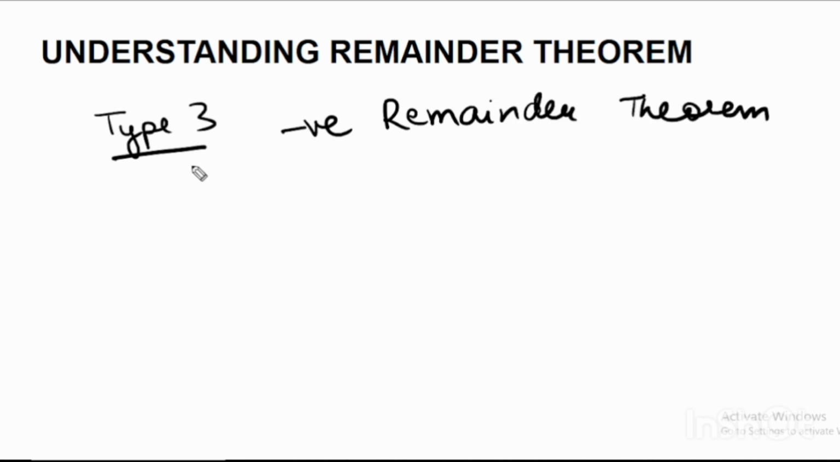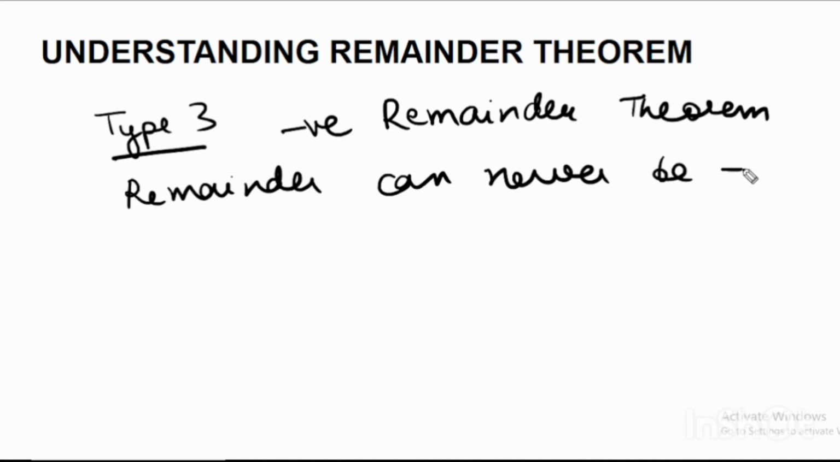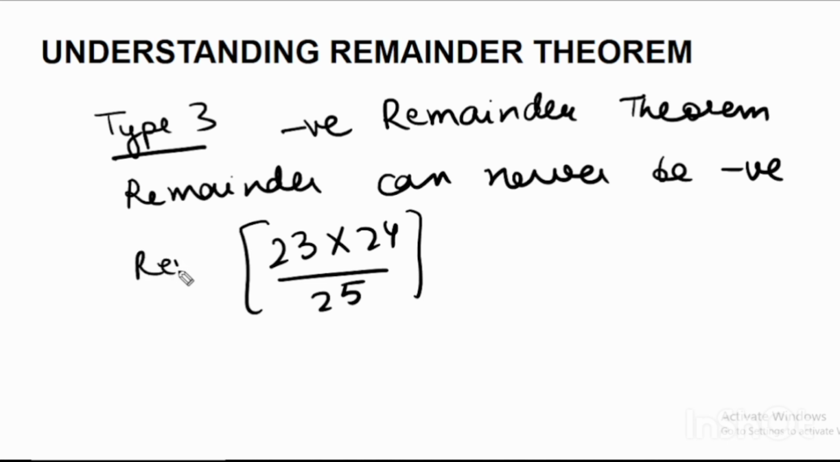Before I start with this, you have to remember this line: remainder can never be negative. Since remainder is never negative, what am I saying about negative remainder theorem? In case, let us say you have a number 23 into 24 divided by 25. You have to find the remainder of this expression. Normally, you will be finding the value of 23 into 24 and then dividing by 25 and finding the remainder.